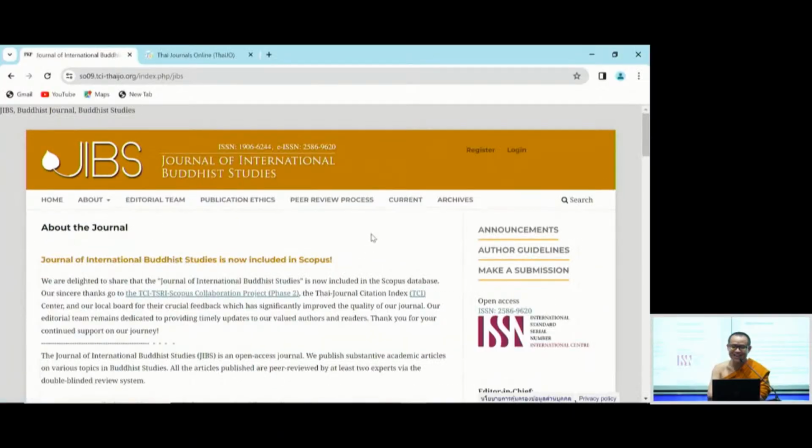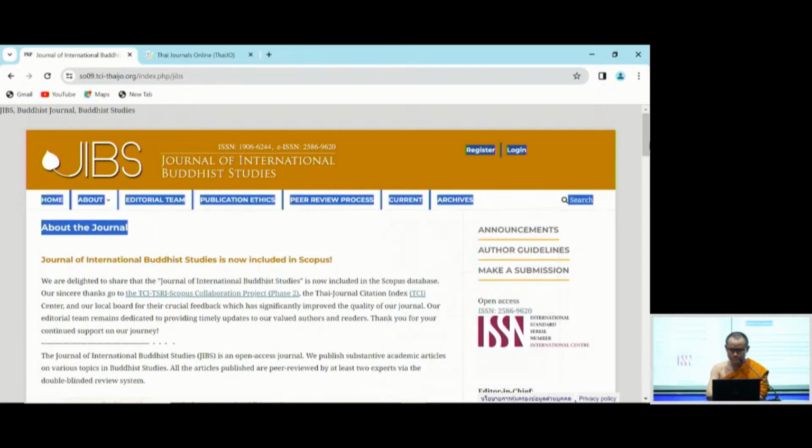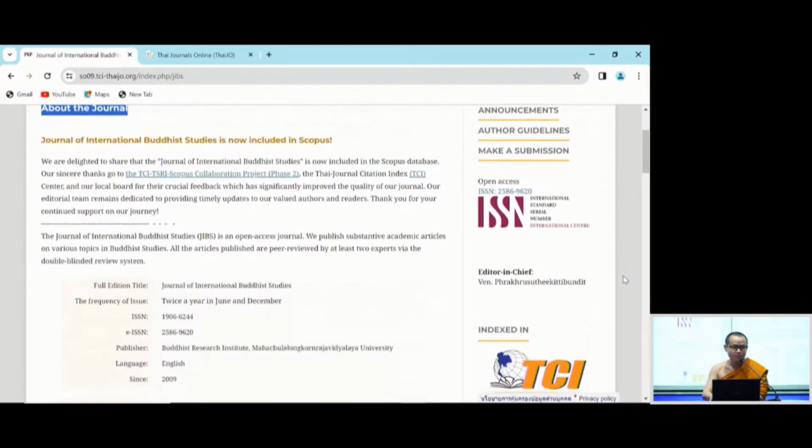This is the look of JIBS. Now we are one of the journals to join the TCI and TRSI Scopus collaboration project. We're really lucky to join this project. This project will help Thai journals to be indexed in Scopus, and JIBS is one of the journals to join this project, and it made us indexed in Scopus. Very, very lucky for JIBS.